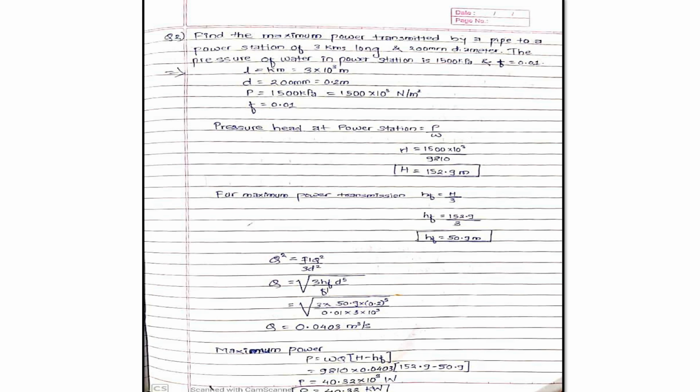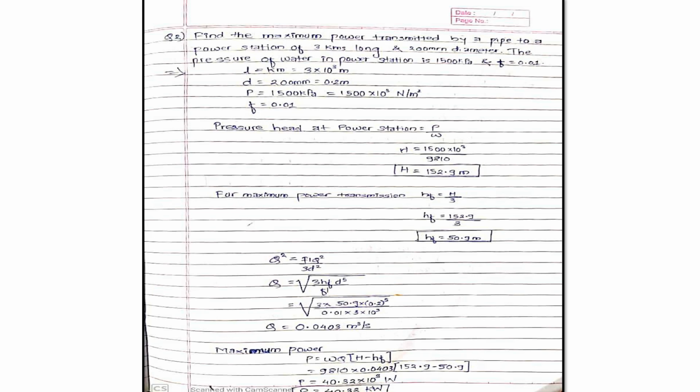And we know that Q square is equal to FLQ square by 3D raised to 5, or you can use the previous equation only, that is Q is equal to under root of 3 HF D raised to 5 divided by F into L. So 3, HF 50.9, D 0.2 raised to 5, F 0.01 and L 3 into 10 raised to 3.